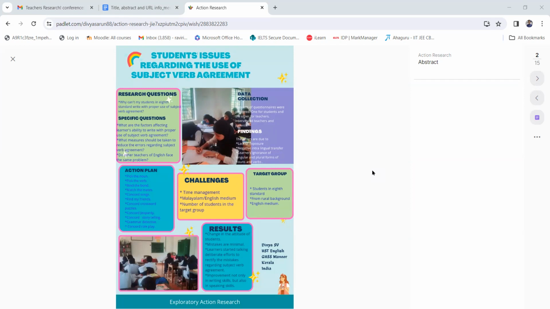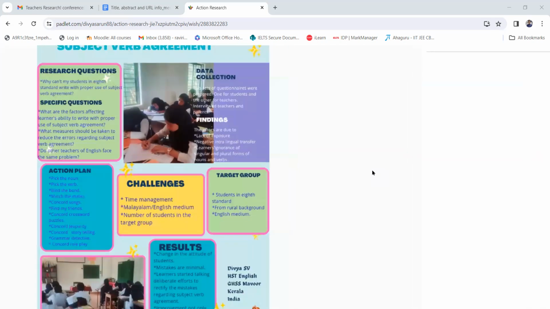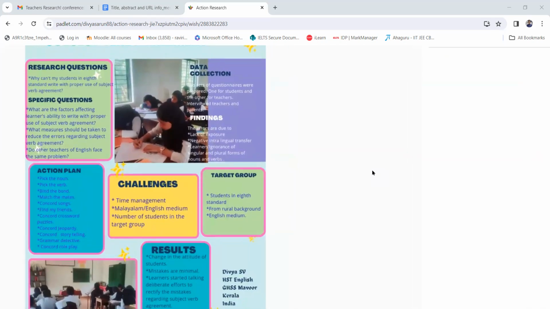So my research question was, why can't my students in 8th standard write with proper use of subject-verb agreement? Then, based on that, I framed a number of specific questions. What are the factors affecting learners' ability to write with proper use of subject-verb agreement? What measures should be taken to reduce the errors regarding subject-verb agreement? Do other teachers of English also face the same problem? These were my specific questions.